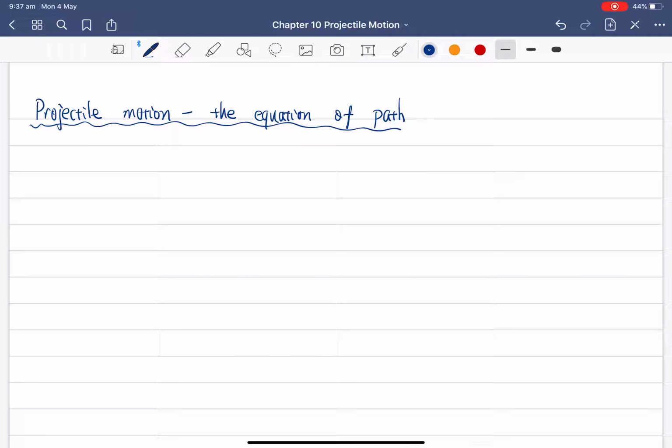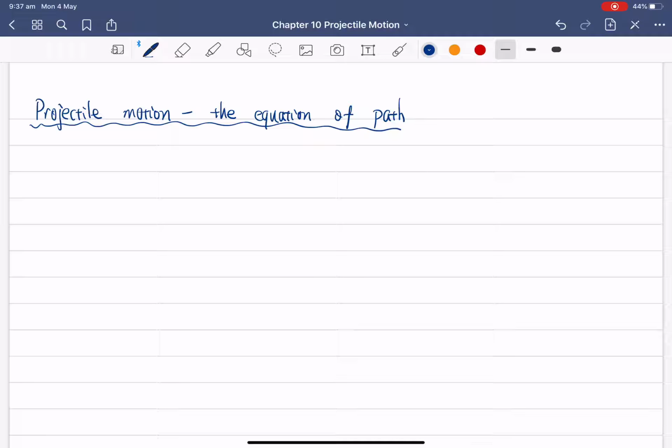So if we combine the x and y together by eliminating the t, we are going to get the Cartesian equation of the path. Alright, so this lesson I would like to show you how to do that. I'm going to show you one example, and it's going to be a short lesson.